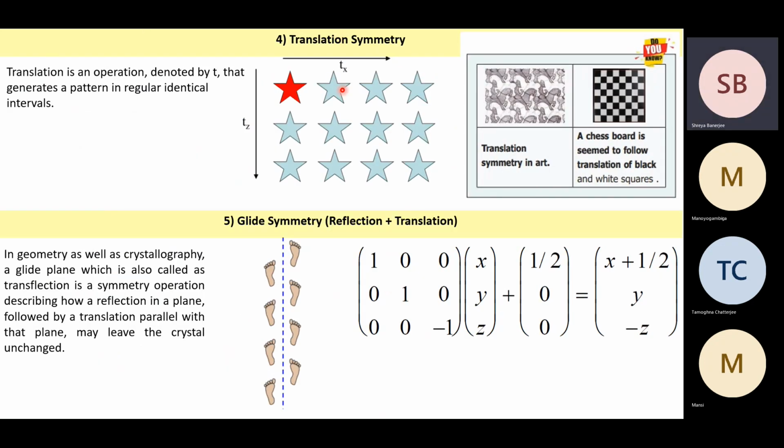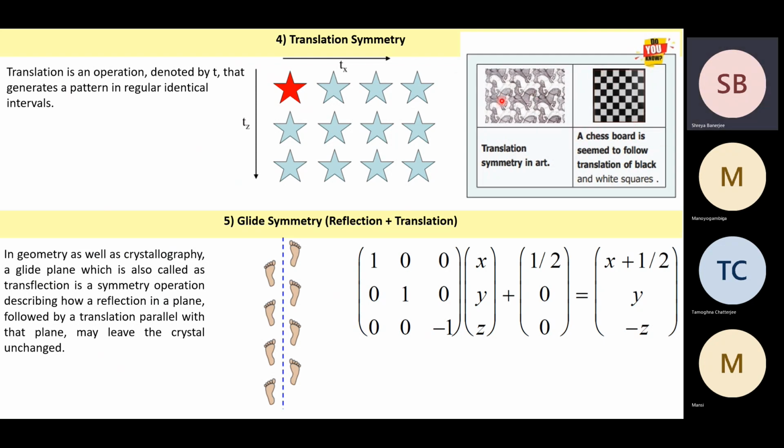There are 2 other kinds of symmetry. One is the translation symmetry, which is denoted by T, that generates a pattern in regular identical intervals. So if you start from this star and you translate equal distances in the x direction or equal distances in the z direction or y direction, you get a two-dimensional lattice. So this star will be said to have translation symmetry.